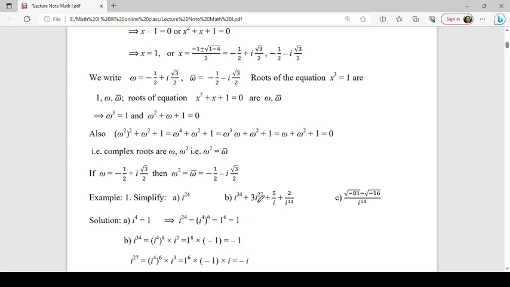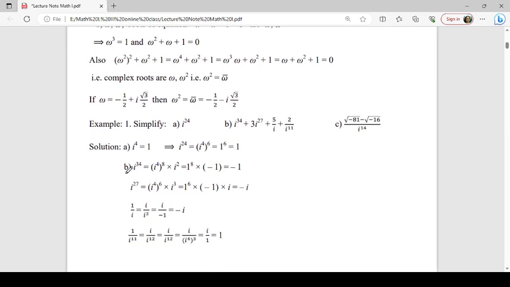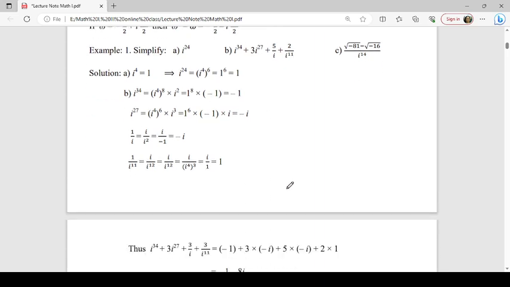And this is the theory part. These are the things you need to know, and we can solve it. These are the problems you can solve. i to the power 34, because i to the power 4 is 1, so i to the power 4 whole to the power 8 is 1 again, remains i square, and i square is minus 1, so that is the answer. So this is the way we need to solve the problems.